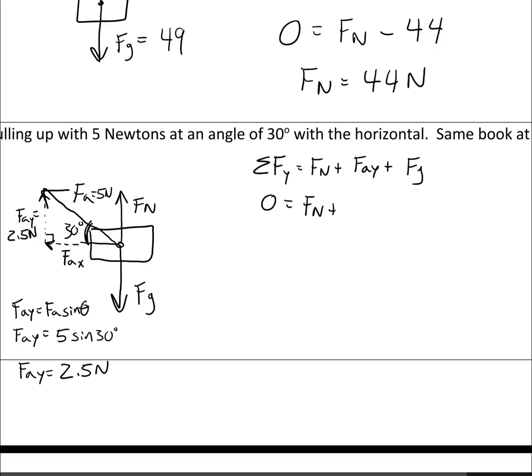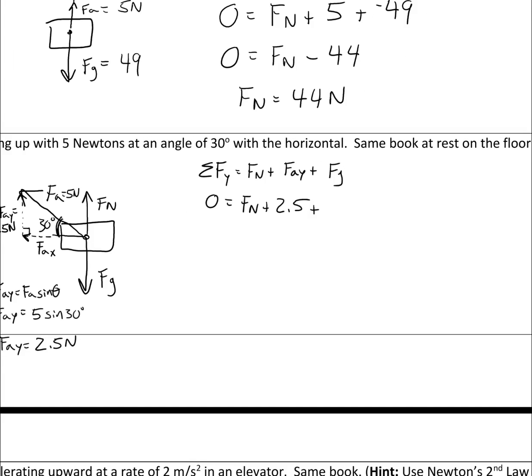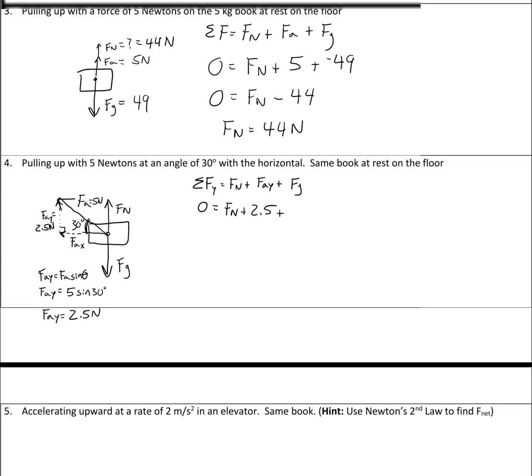FAY is in the positive direction. We just calculated it. Good job. 2.5 newtons. The weight is acting downward. Did we change the weight? No. The mass of this thing is still the same. So this is negative 49 newtons. Again, it's going down. Don't just drop the negative out of nowhere.